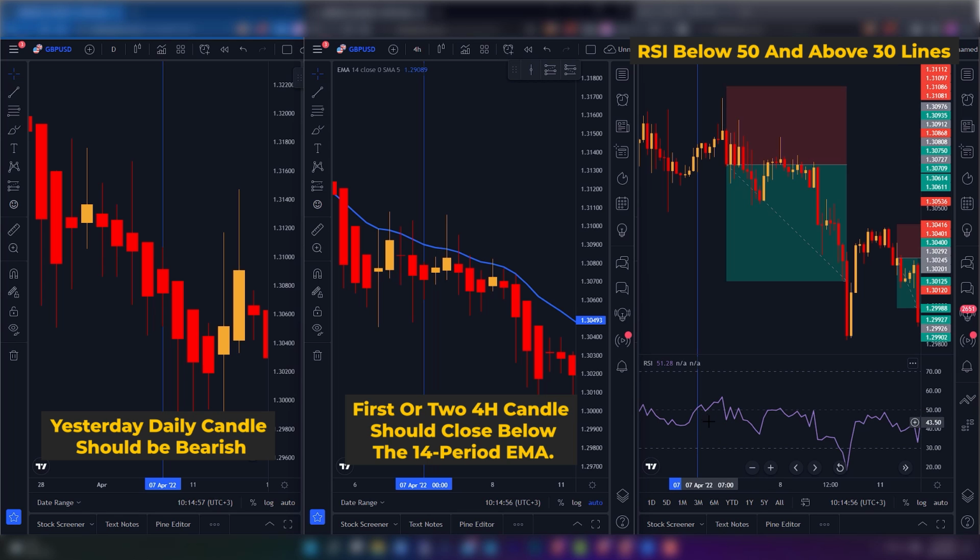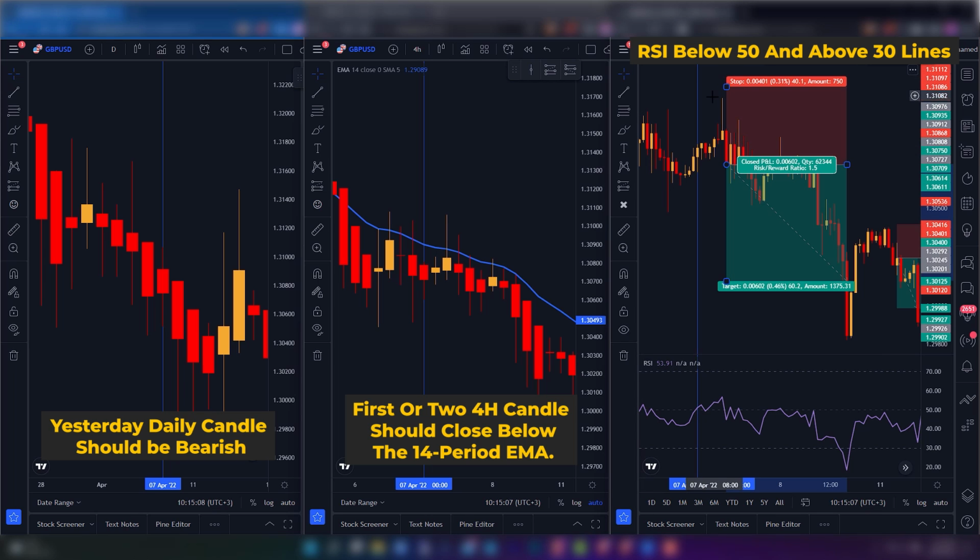At the 4 AM, the RSI line is still above the middle 50 line, so I wait until the RSI breaks below the 50 line. Here it breaks below, so I took the trade. Stop loss above swing high. Profit target is 1 to 1.5.